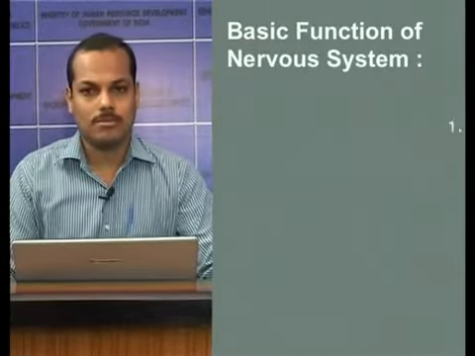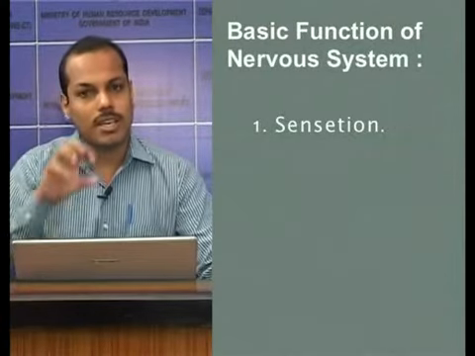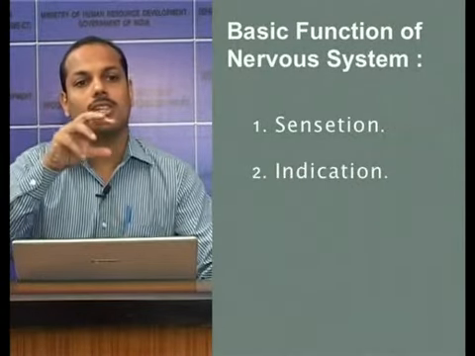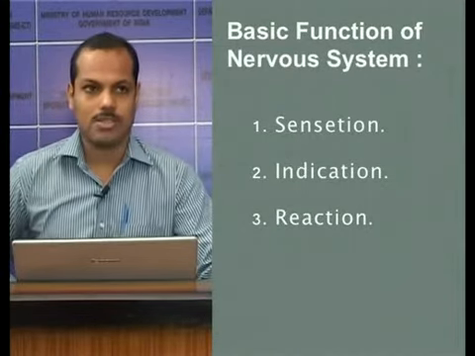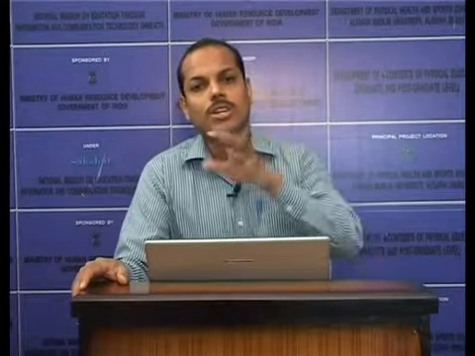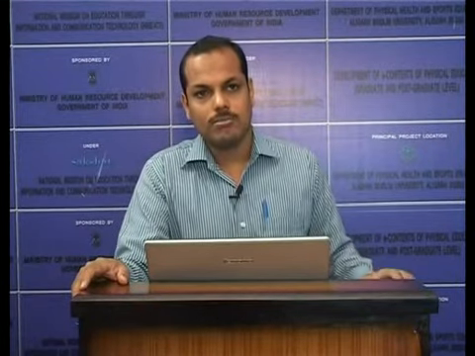Now let us see the basic functions of the nervous system. The first one is sensation. The second one, after sensation, is integration, and then reaction. This is the basic function of the nervous system. Sensation means, for example, that it monitors the changes or events occurring outside the body. Whatever the changes are, when we are walking or doing anything, these changes are called stimulus.